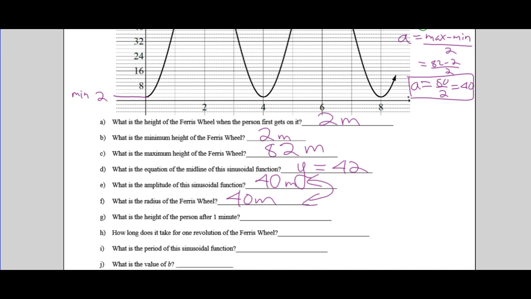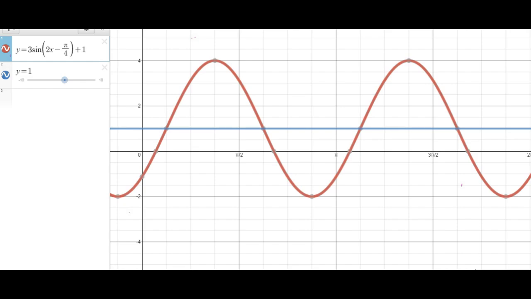So radius and amplitude mean the same thing, right? Now we go back here. This thing doesn't have a radius, right? This isn't a Ferris wheel. It's an equation. So we can't say the radius of this. That makes no sense. This is not a round thing, right? This is just a graph. It has an amplitude of 3, but that's it.